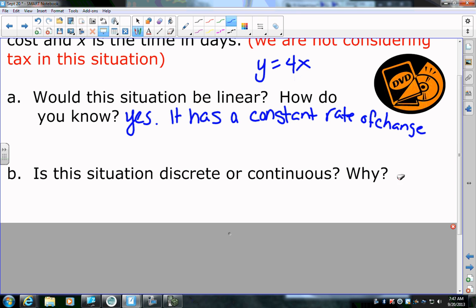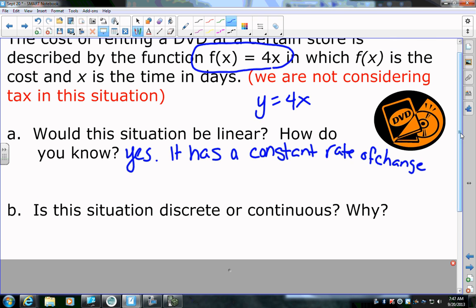Now, is this situation continuous or discrete? Thinking about this, continuous, remember when we graphed this... I'm sorry, did I just say that? Discrete is dots. Continuous is a line. Discrete has to be certain numbers of things. Continuous can be 0.999999 or half of something.